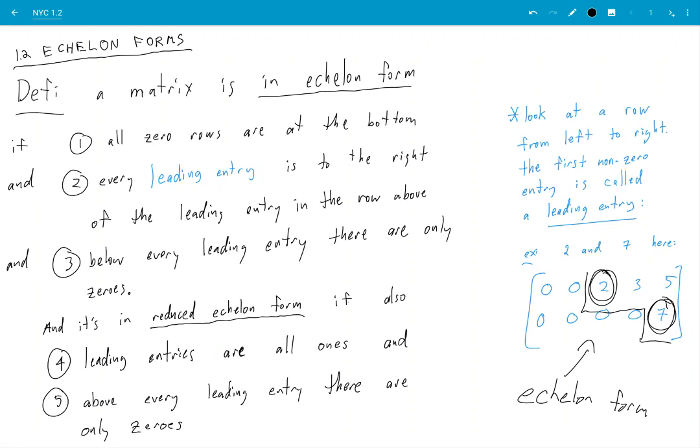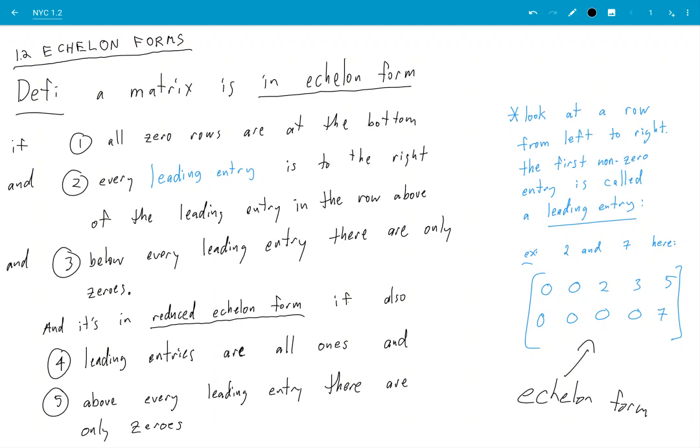Okay, what's next? Below every leading entry, there are only zeros. Okay, 7, below that is nothing, so we don't worry about that. Below the 2, there are only zeros, so good. Okay, so it's in echelon form, certainly.